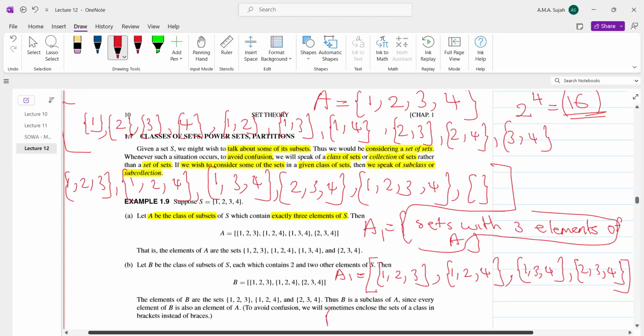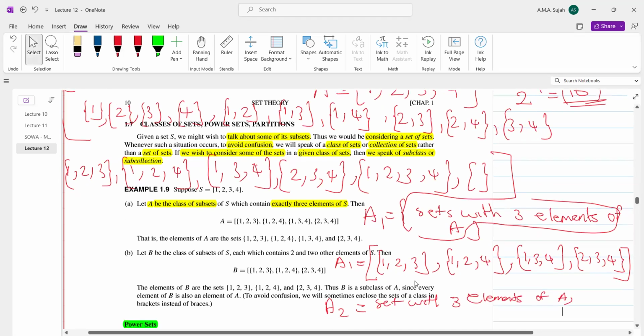Similarly, there is another set A2. You need to create a set with 3 elements of A, but they are giving a condition.